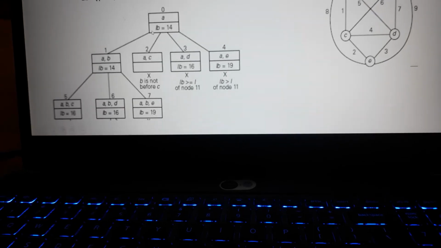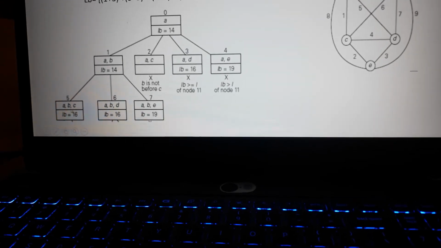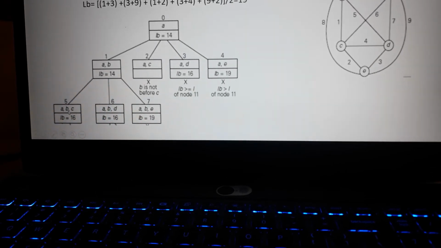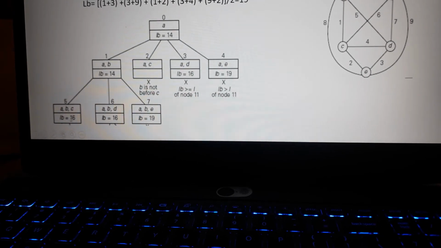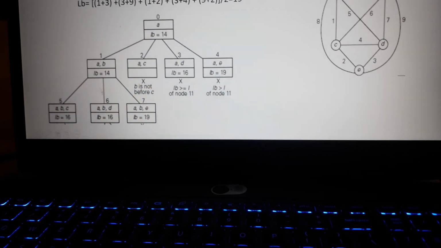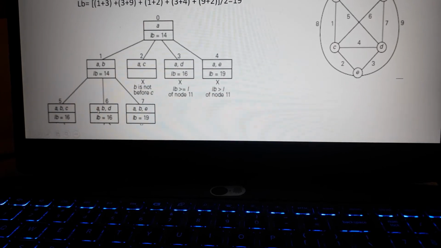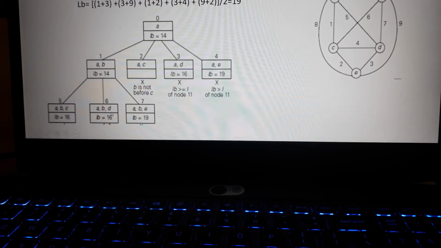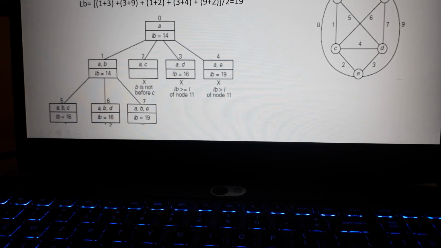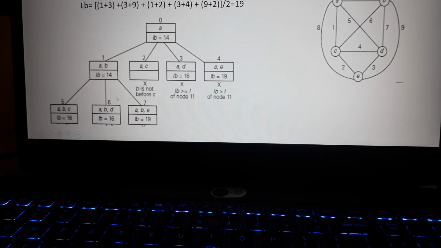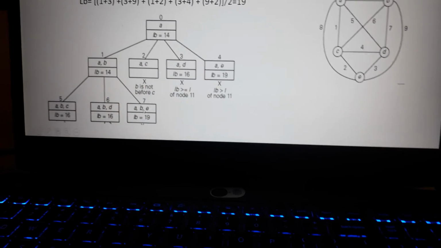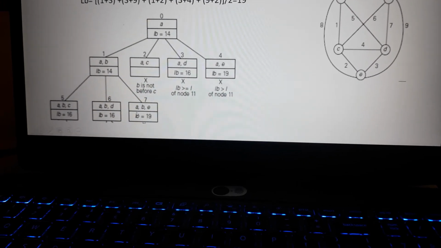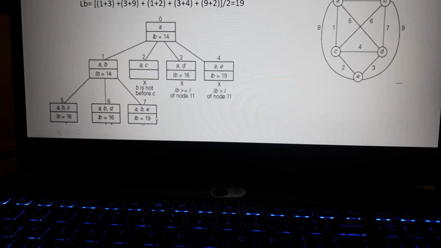Now node 5 is constructed by fixing the edges AB and BC with the lower bound 16. Now the next node 6 is constructed by fixing the edges AB and BD, where the lower bound results as LB is equal to 16. Now node 7 we will construct by fixing the edges AB and BE.